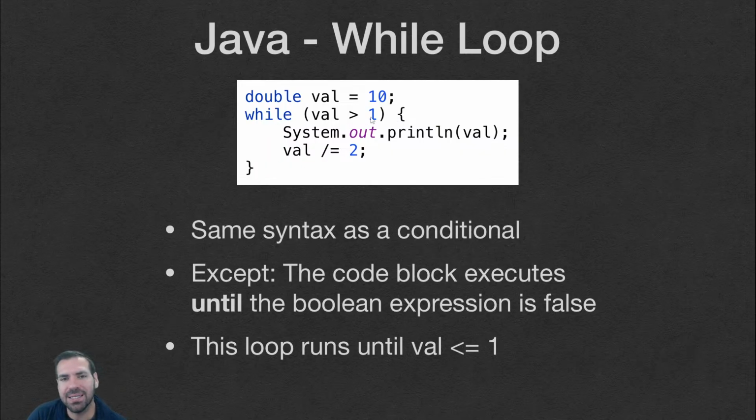The only difference is after the code block ends, after you get to the end of the block, you go back to the conditional and check it again. And if it's still true, you run the block again, then you check the condition. If it's still true, you run the block again. You just keep going until the condition is false, or rather, while the condition is true, keep doing this. That's why it's called a while loop. You're just executing this code block while this condition is true. This is a Boolean expression, just like a conditional.